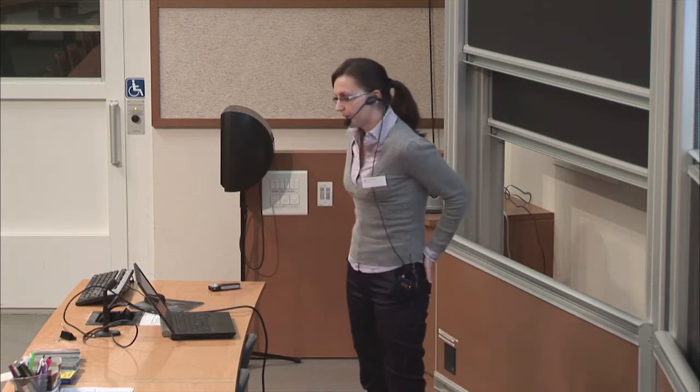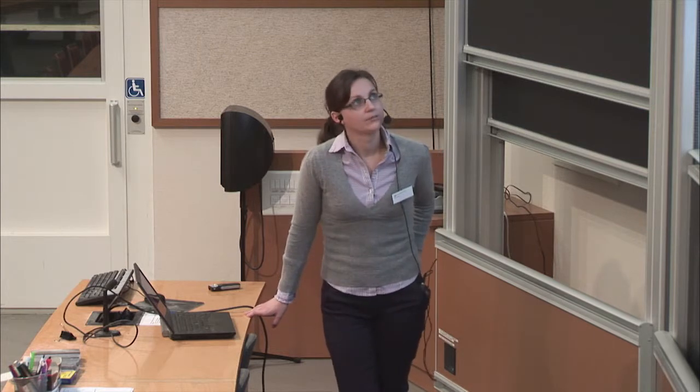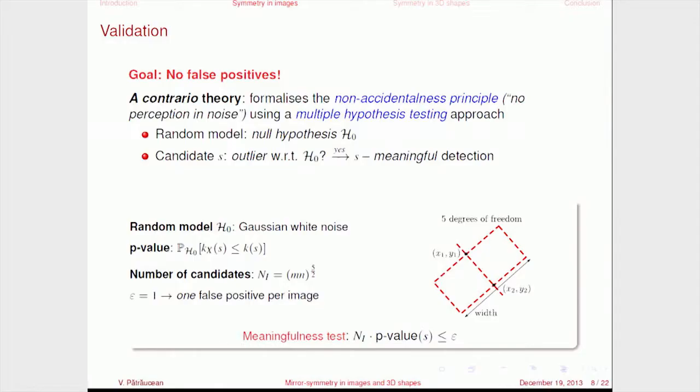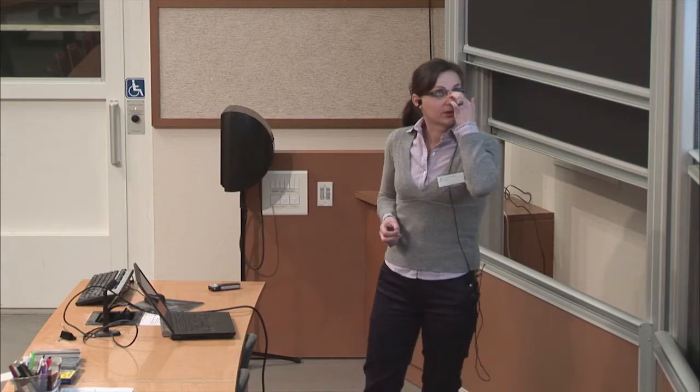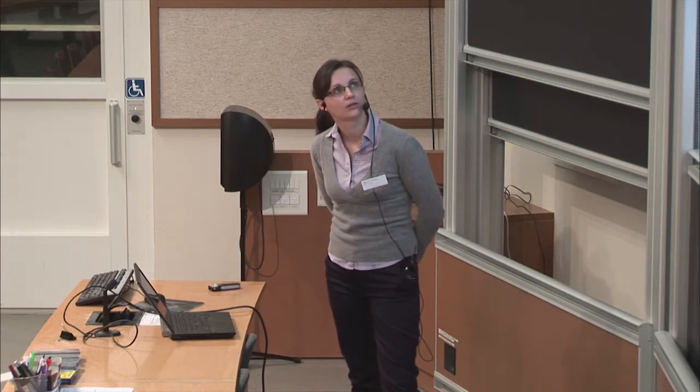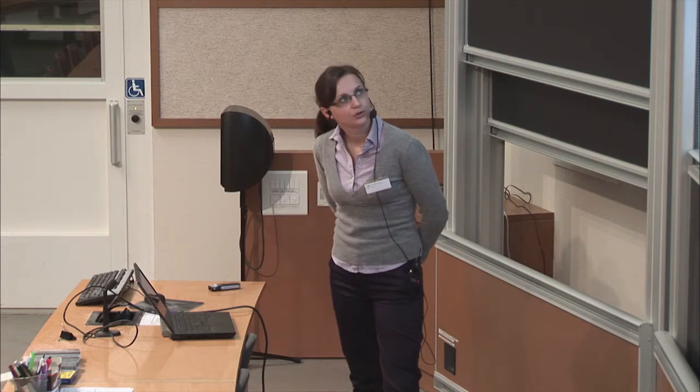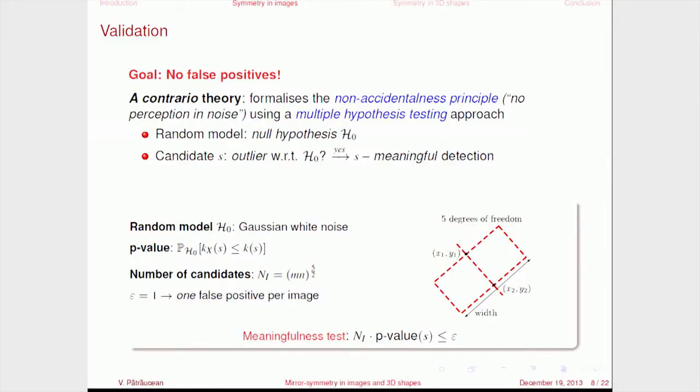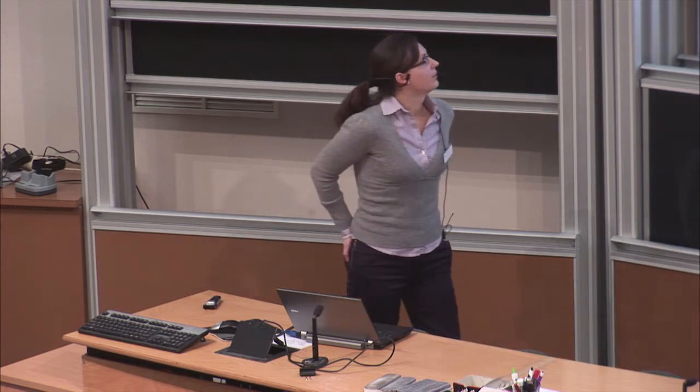Since for the symmetry of the patch we are looking at the gradient orientation error, a good random model is a Gaussian white noise model, because it can be shown that the gradient orientations are independent and uniformly distributed random variables. Then, to decide if a candidate is an outlier or not with respect to this model, we have to compute the p-value of the candidate, which is the probability of observing in the random model a candidate that is at least as good as my candidate. And obviously, if this probability is very small, then the candidate should be accepted.